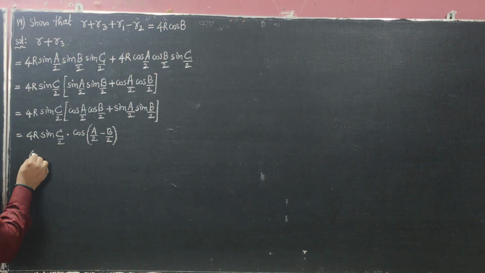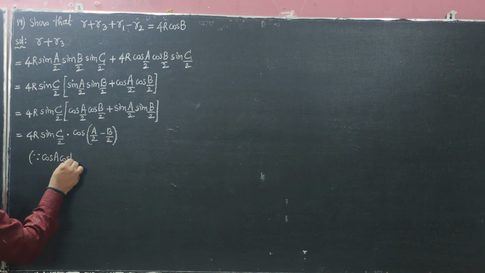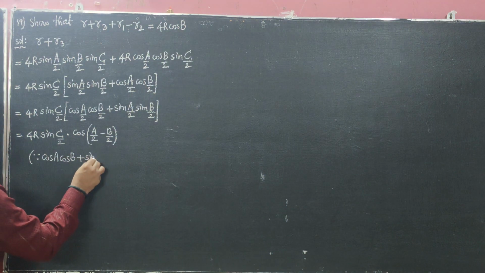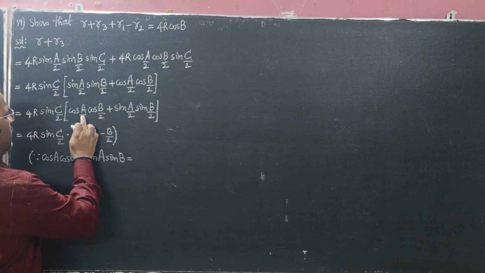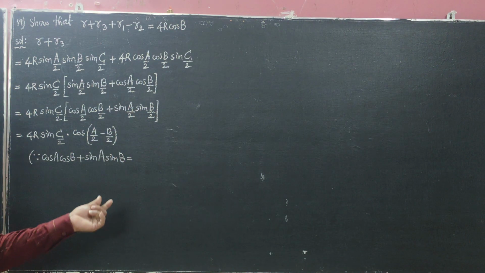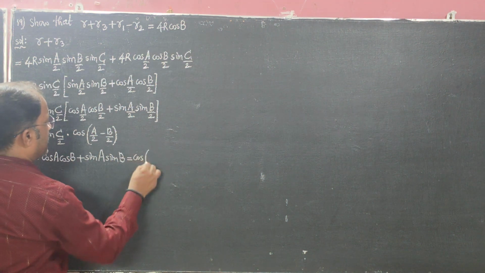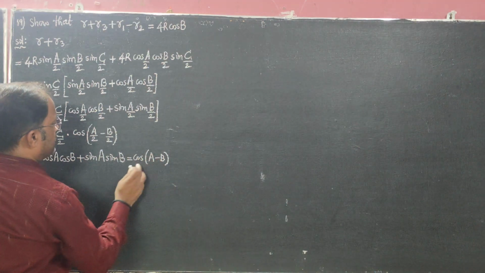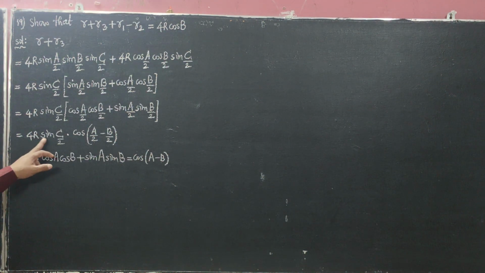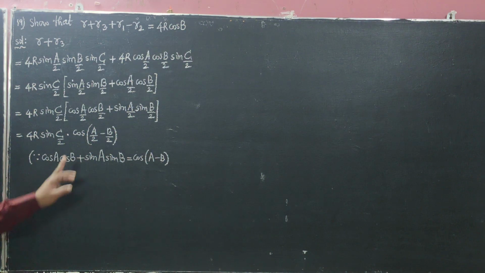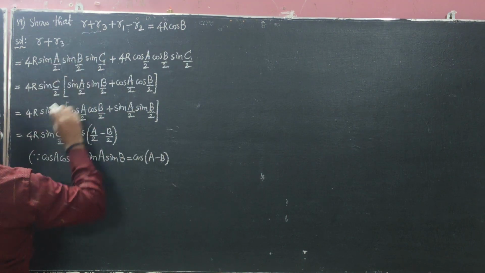Actually, the standard formula cos A cos B, we already wrote in the last problems, sin A sin B. In standard formulas it is A, B, but in this problem, in place of A it is A by 2, in place of B it is B by 2. So its formula is cos of A minus B, means substitute in this: A value is A by 2, B value is B by 2. 4R sin C by 2 cos of A by 2 minus B by 2, right. So the first one, R plus R3, is completed.